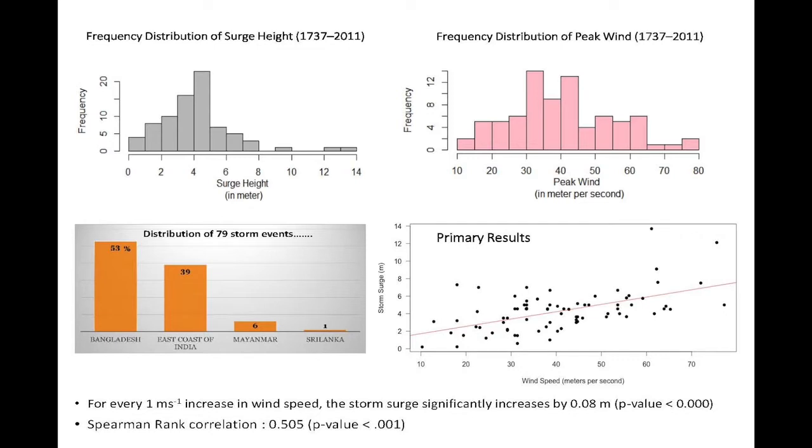From the distribution and the correlation value, we can see there is a strong correlation between wind and the storm surges. And copula leads us to study this risk in combination. As we see in the graph, as the wind increases, the storm surge increases. About 10% of the storm surge happens in the coastal Bay of Bengal area.